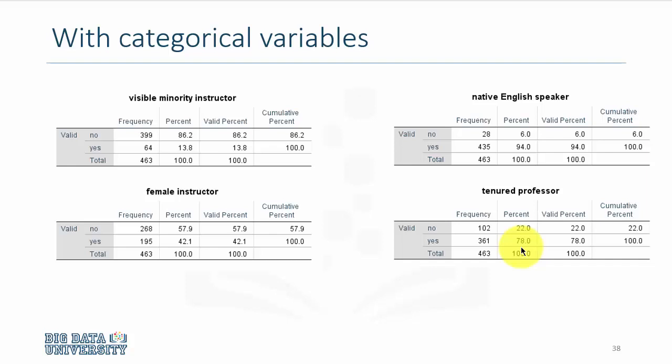Why am I saying 78% of the courses were taught by instructors who were tenured professors rather than saying 78% of the professors were tenured? Essentially, remember, you have to appreciate the data set where multiple courses were taught by the same professors. So this 78% refers to courses, not to the individuals. So it's more appropriate to say 78% of the courses were taught by tenured professors rather than saying that 78% of the professors were tenured.